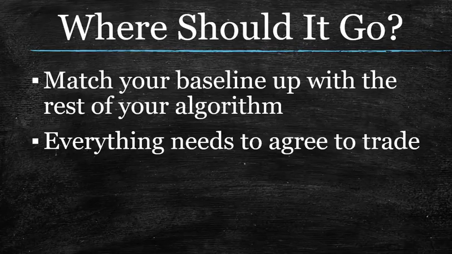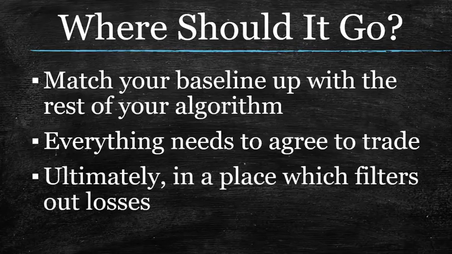So it's got to be close, but not too close, because ultimately what you want this thing to do is filter out losses that your algorithm is already giving you. Remember that. And you're going to have plenty of time to discover these locations, and then once you find a pretty close area, you're going to be able to fine-tune it a lot further simply by changing the settings.